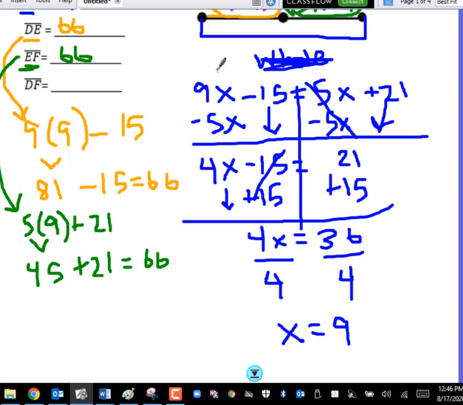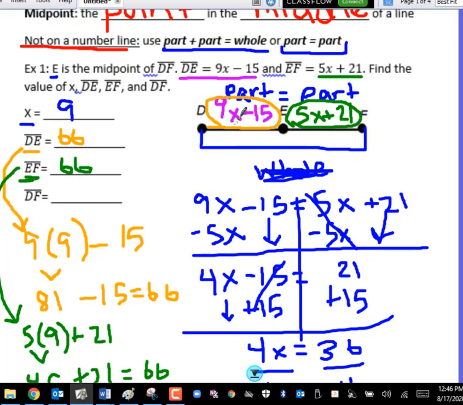Well, that makes sense because those two sides of the line, we said that this side and this side were supposed to be the same thing. So when I plug it in, I should get the same number for both of those parts. And I did, so that tells me I did it right. Yay.